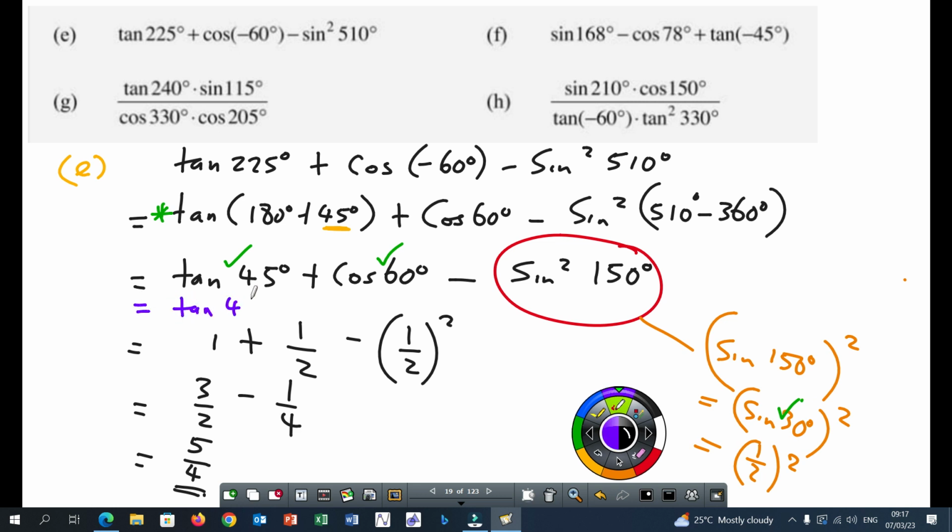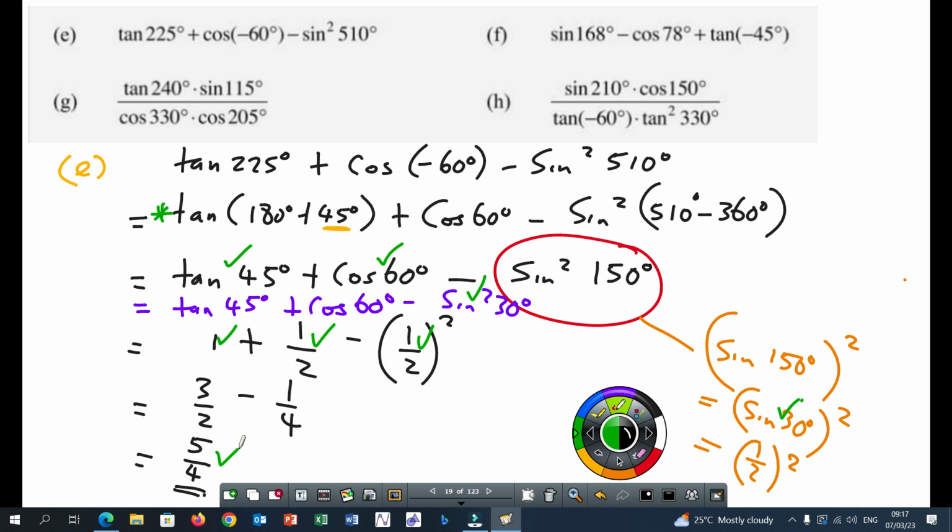Okay, so that will be tan 45 plus cos 60 minus sine squared 30 degrees. I'm doing this for the sake of marks. So we can have 3 marks so far. Then, knowing that tan 45 is 1, you get a 4th mark. Cos 60 is a half, a 5th mark. Then simplifying that, you'll get a mark. Then the answer. So this question could be worth about 7 marks.